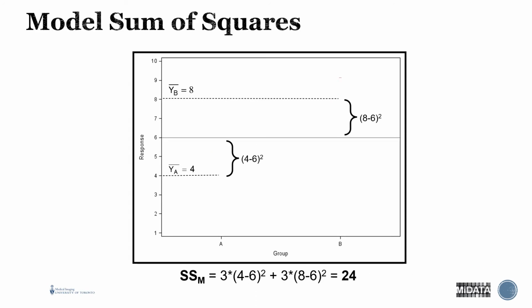The model sums of squares, in this case, is a little bit different. We are just looking at the difference between the group mean and the grand mean, or the overall mean. In this case, for group A, it's going to be 4, which is the group mean, minus 6, which is the overall mean, squared. But in this case, you weight it because there are 3 data points in that group, so you multiply it by 3, plus the other group, which is 8 minus 6 squared, times 3 as well, and so your sums of squares model is 24.